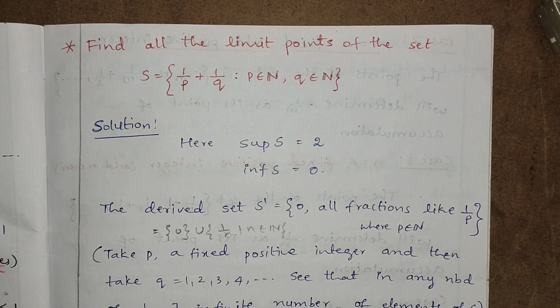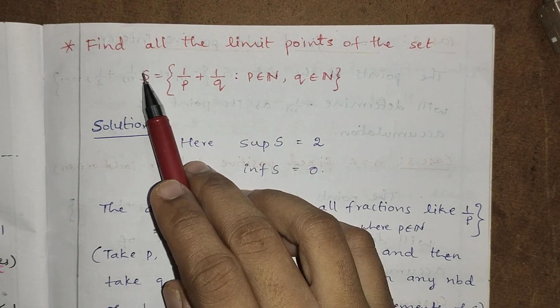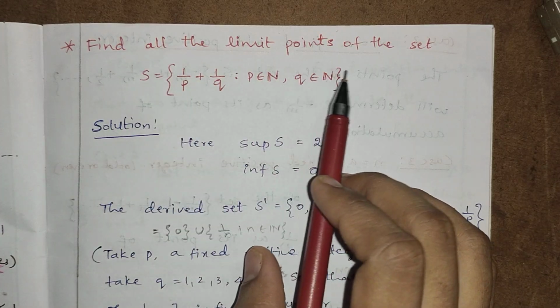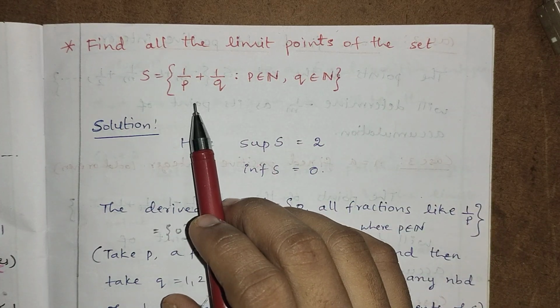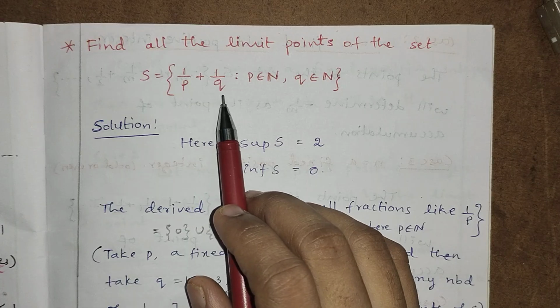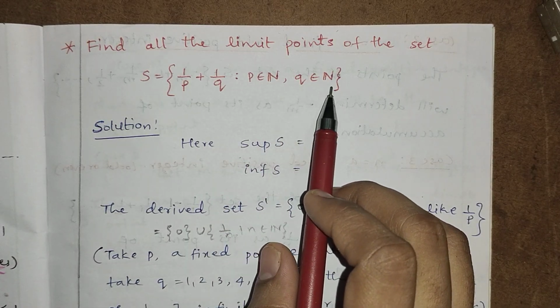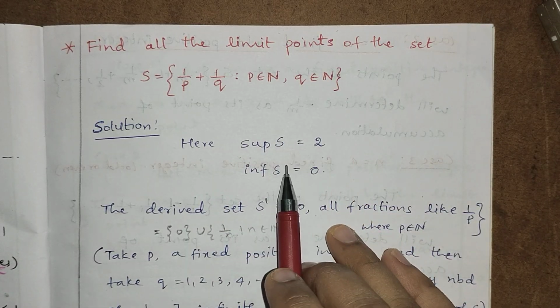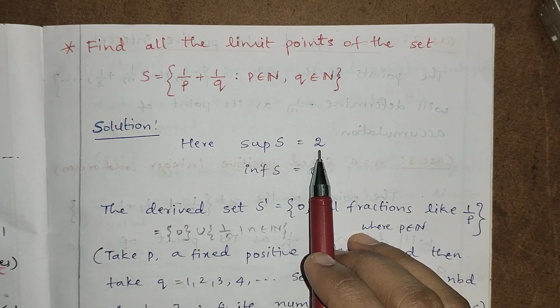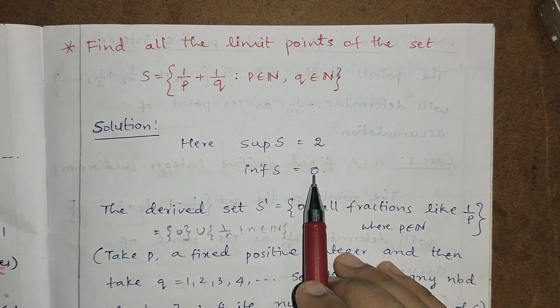Today I am discussing some results and questions about limit points of a set. First question: find all the limit points of the set S equal to the set of all 1/p + 1/q such that p belongs to N, q belongs to N. Here the supremum of S is equal to 2, and the infimum of S is equal to 0.